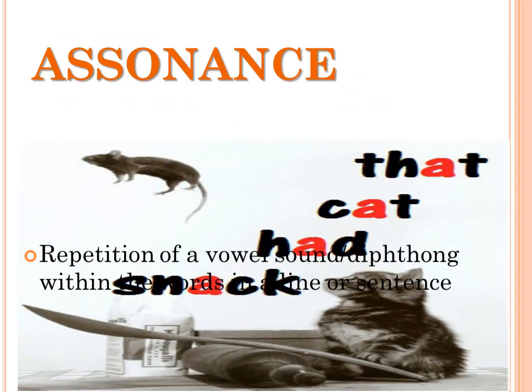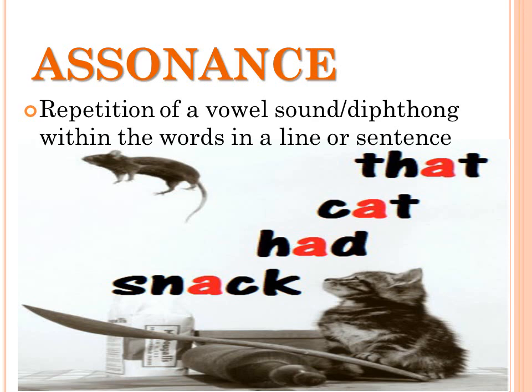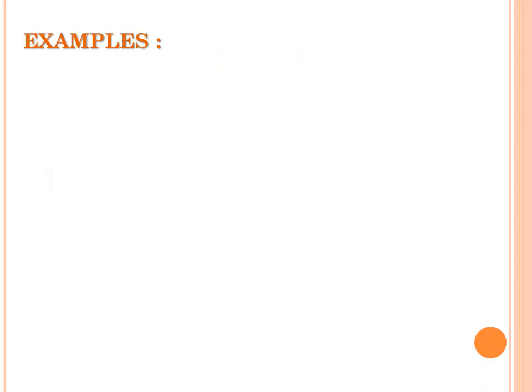Assonance is the repetition of vowel sounds. Vowels are A, E, I, O, U. When these vowel sounds are repeated in a line, that is assonance. We also have the repetition of diphthongs. Diphthong is a group of two vowels together.